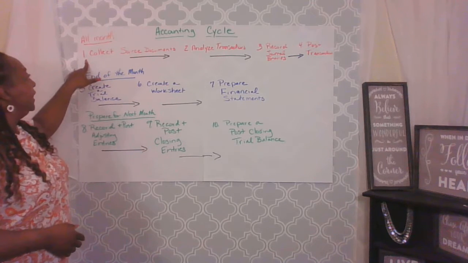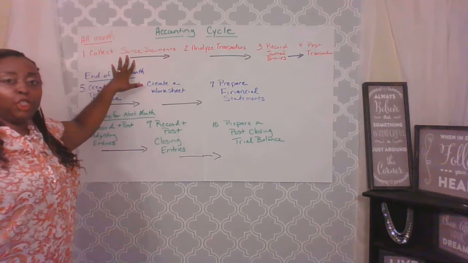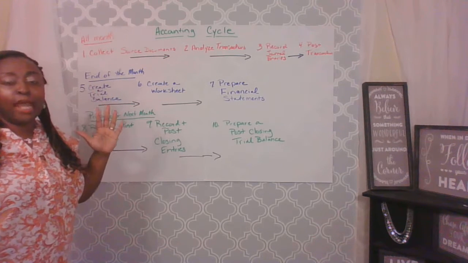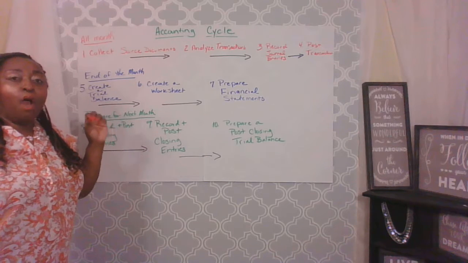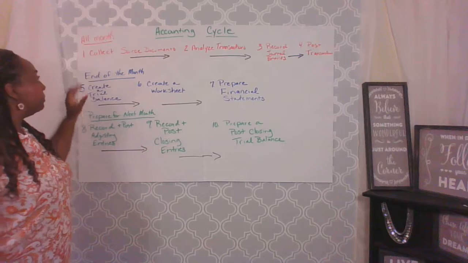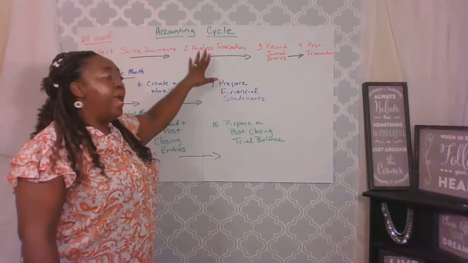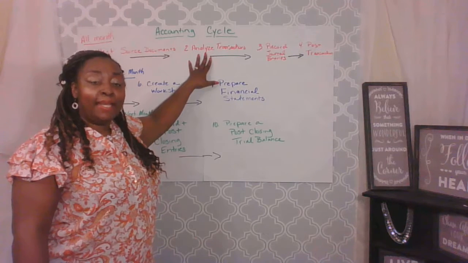So step one is collecting source documents. For step one, students should be able to identify the 5 source documents that we learned, know how to read them, know when they're used. Then step two is analyzing transactions. And at this point is where they use the analyzing chart.